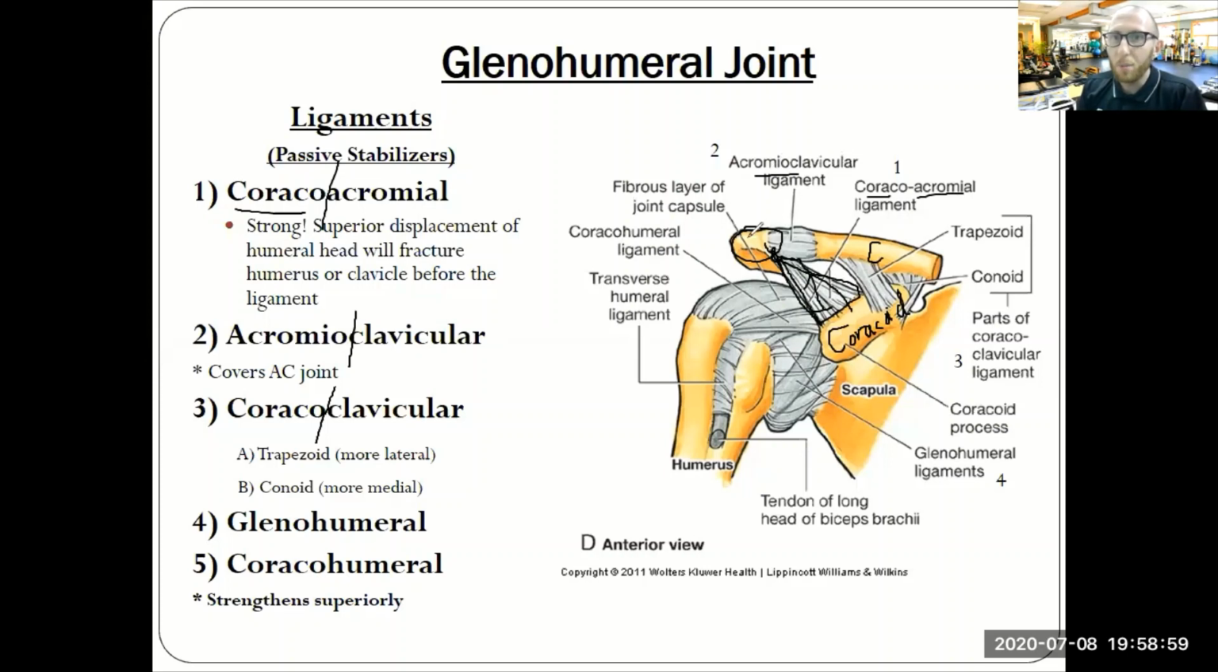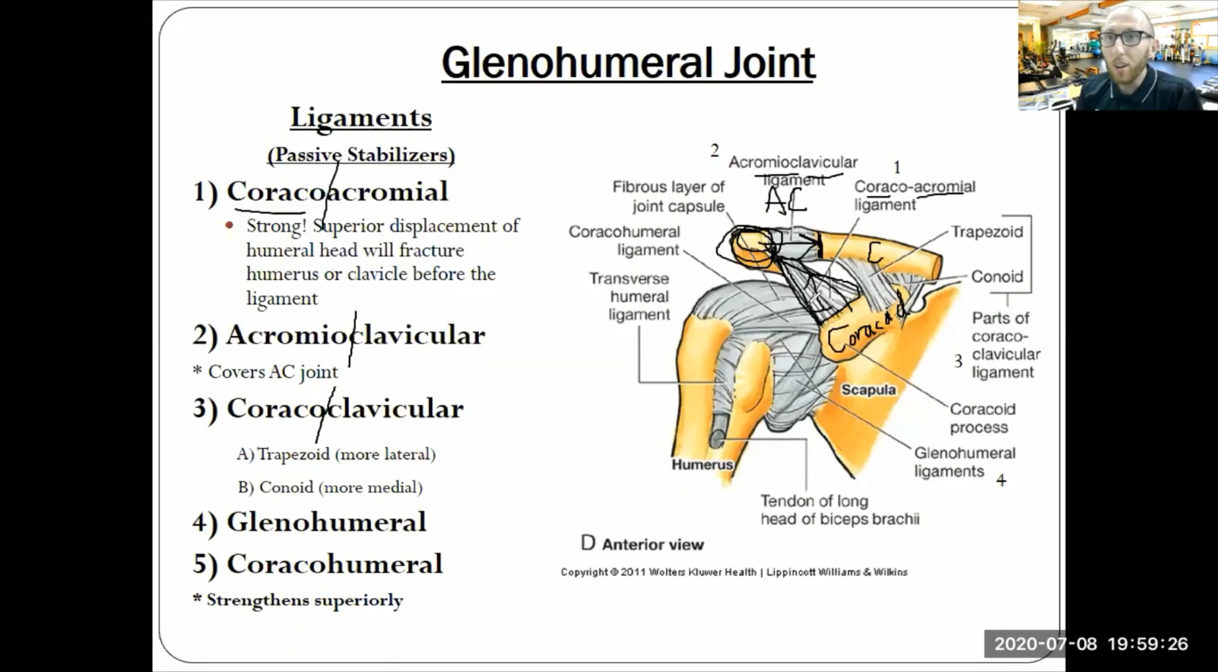But number 2, acromioclavicular. Now we have acromio. We're still going from the acromion process, but now we're going straight over. Clavicular is to the clavicle. So this is the acromioclavicular or AC ligament. You hear about this one all the time in shoulder separations, and now you know it's a ligament from the acromion to the clavicle. But we're not done yet.